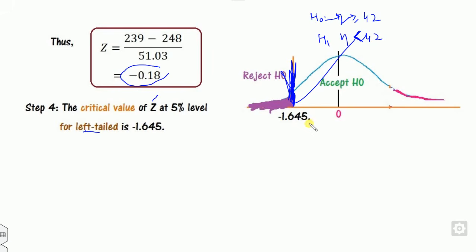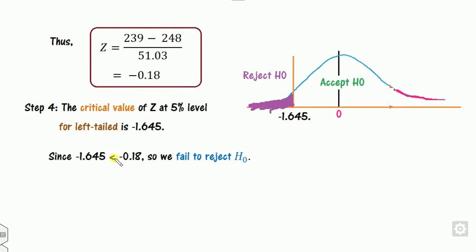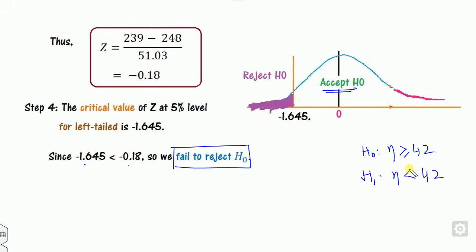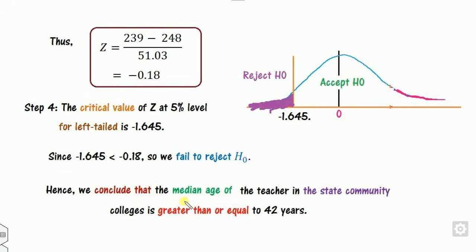This is 0, this is minus 1.6, this is infinity. So where does it lie? It lies here, in the acceptance region. So it is accepted, which means we fail to reject H0. What is the meaning of that? This is my H1, this is H0. Failing to reject H0 means we accept H0. What does H0 mean? The claim of at least 42 is valid. Hence we conclude that the median age being greater than or equal to 42 is a valid claim.